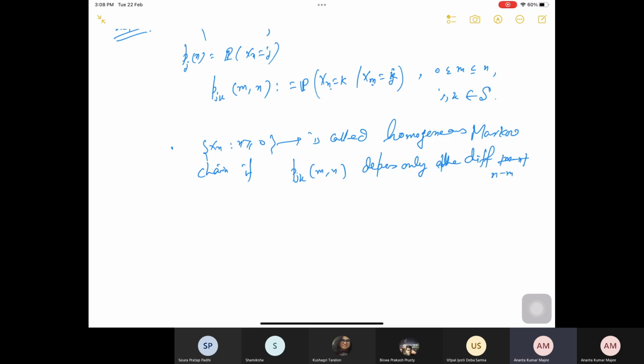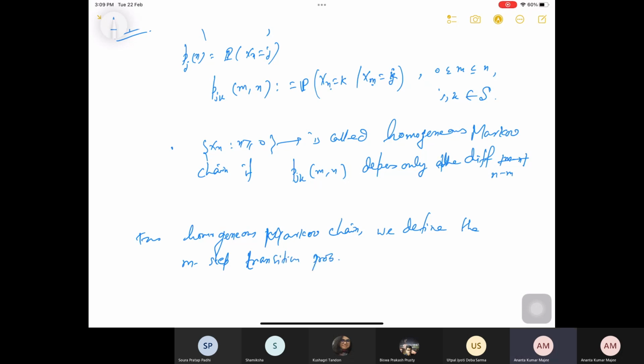Okay, so for the homogeneous Markov chain, we define the m-step transition probability, denoted by p_jk(m), which is given by: p_jk(m) is actually the probability that X_{n+m} is equal to k given X_n is equal to j.